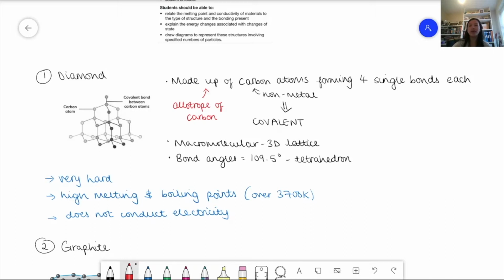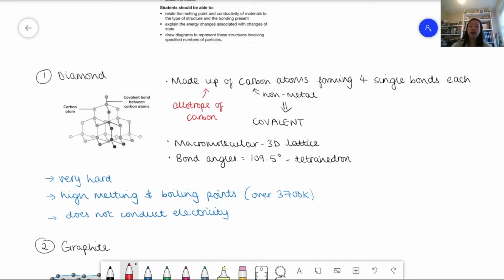We're going to learn about bond angles a bit later. But the bond angle is 109.5 degrees between the atoms, so it kind of forms a tetrahedron in the corners. So some of the physical properties are that it's very hard, it's got high melting and boiling points, and it does not conduct electricity. So it's very hard because the covalent bonds are really strong, so it's hard to overcome.